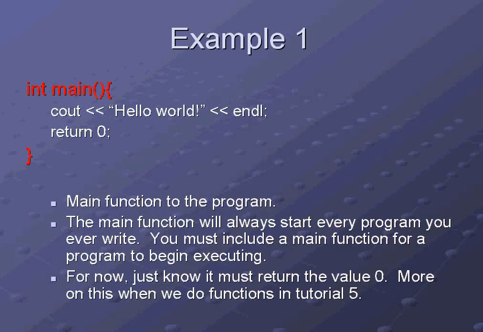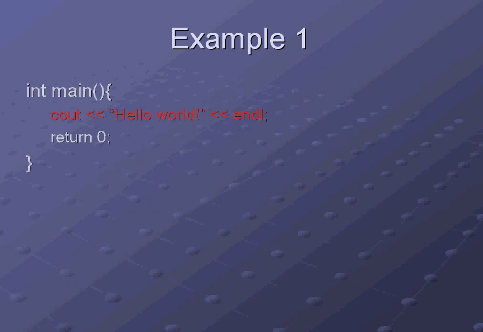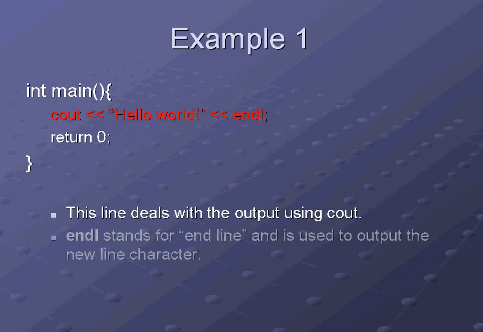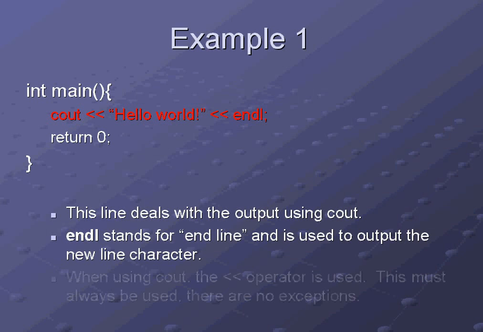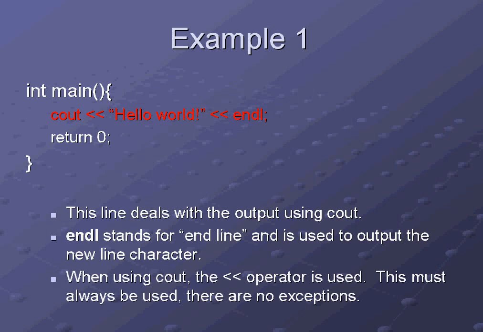Next, we have the output statement itself. This line deals with the output using the cout stream. Now, endl, at the end of it, stands for end line, and is used to output the new line character, to format the output and make it look nice. When using the cout, what I call the out operator is used. It's two less than signs side by side. There cannot be a space between them. It's consecutive. And this must always be used for cout. There are no exceptions.